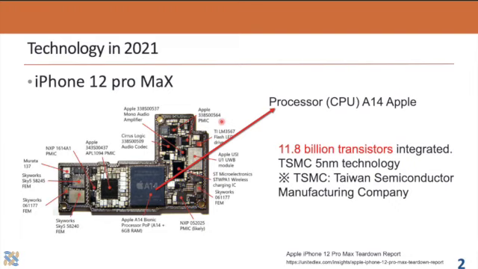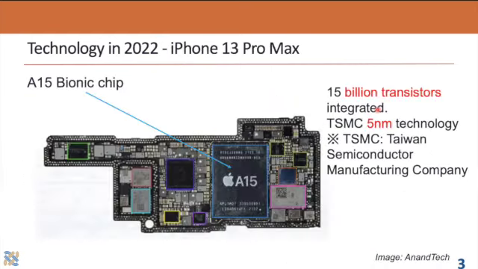In 2021, look, it has 11.3 billion transistors in 5 nanometer technology with the A14 Apple chip. After 1 year, in 2022, the number of transistors increased to 15 billion, and it's the A15 Bionic chip with the same 5 nanometer technology. So you can compare here, it increased the number of transistors drastically.